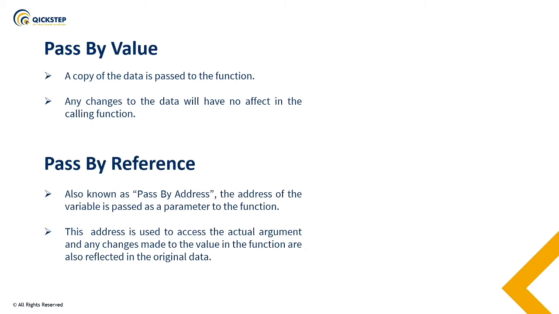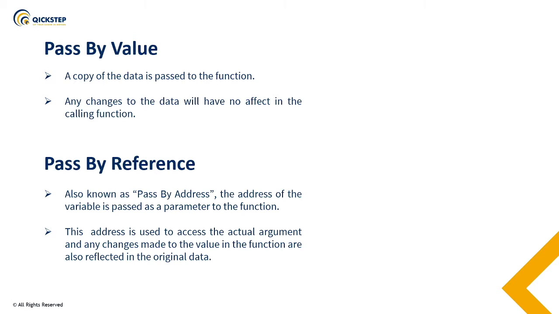Pass by reference, also known as pass by address. In this, the address of the variable is passed as the parameter to the function. So instead of the original argument, the address is passed to the function. In the function, this address is used to access the actual argument, and any change that we make to the value in the function is also reflected in the original data.